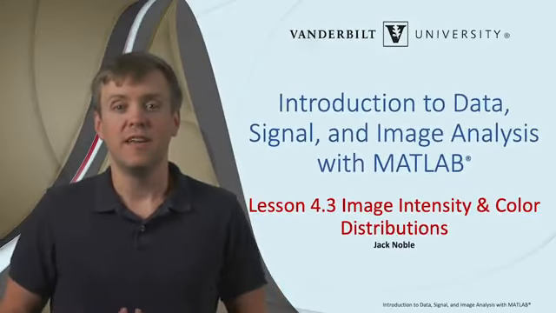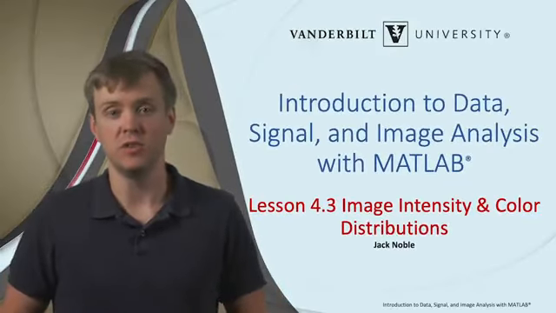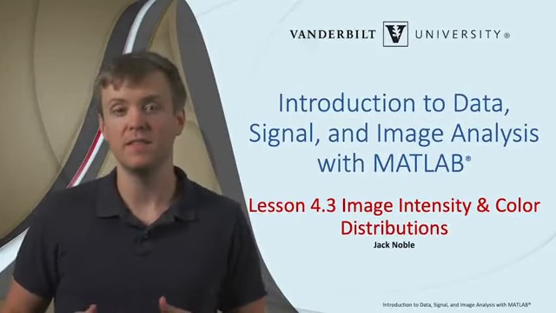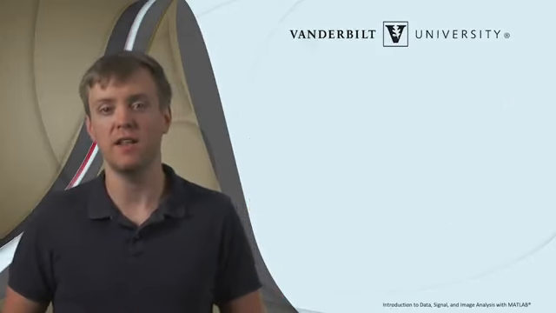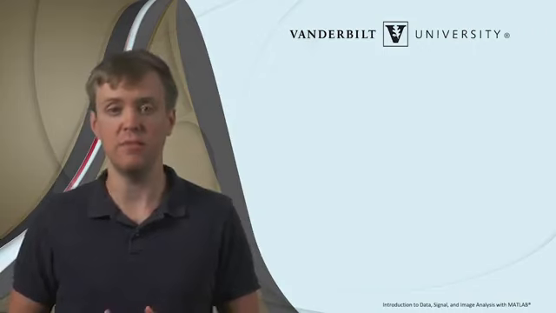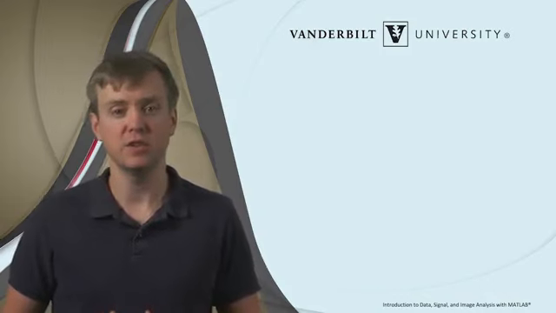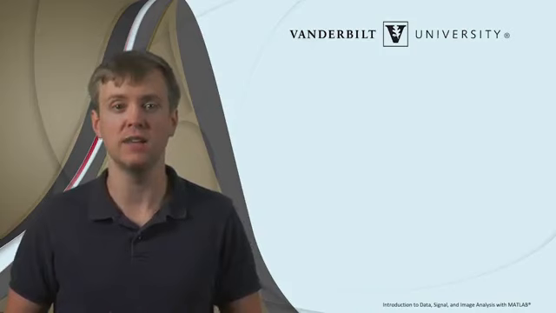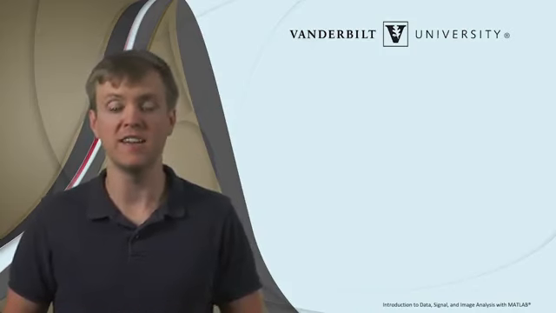Welcome to the lesson on image intensity and color distribution analysis. In this lesson, we will see techniques for analyzing the intensity distribution of image pixel data and how this can be useful for processing images. The intensity distribution of a grayscale image is a measure of how many pixels are assigned to each grayscale intensity value. Let's go to Matlab and look at an example.